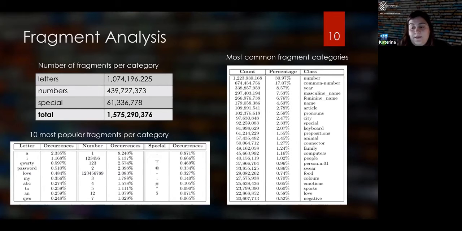Also, for special-character-based fragments, there's a lot of them that are just repetitions of the same character. So a lot of exclamation points, one after the other. But we also saw some more meaningful structures that represent, for example, emoji characters.